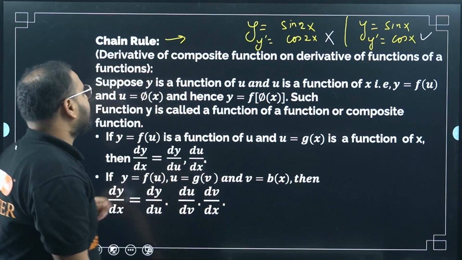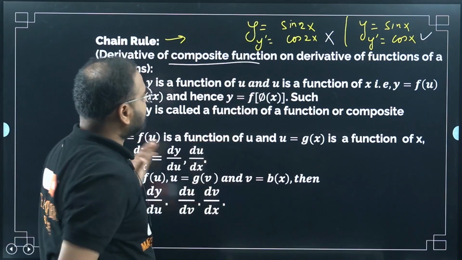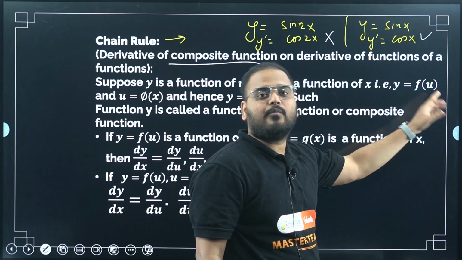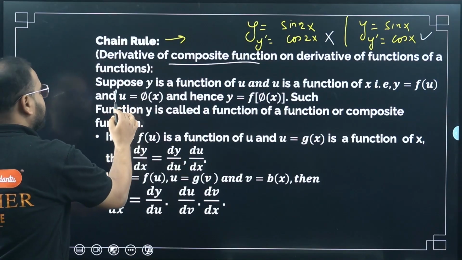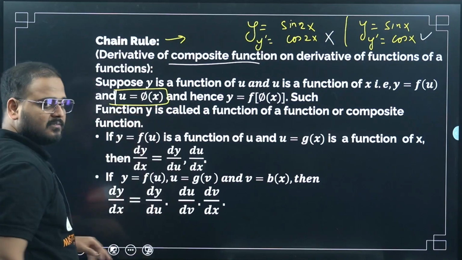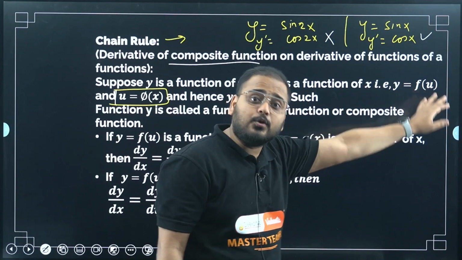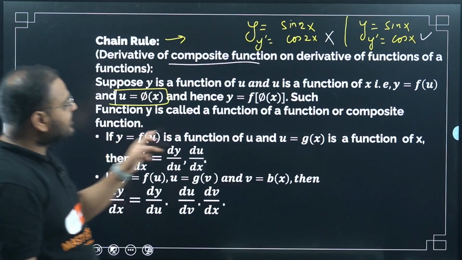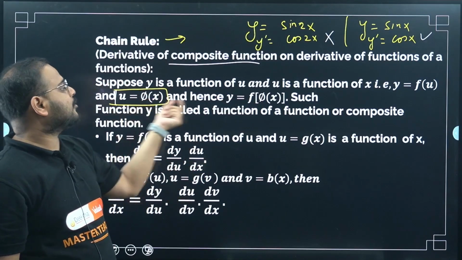Okay, so whenever we have composite functions, check here. I have a function y given as f of u, a function of the variable u, but u is also a function of x. Then I can simply write y as a function of u, and I can replace this u by a function of x.